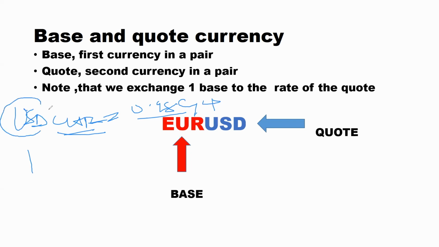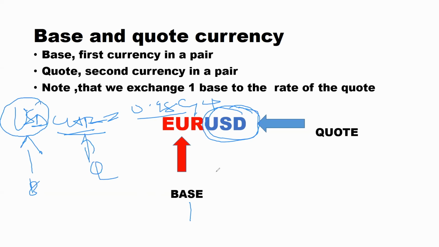Every pair, we have said that the first one is the base, then the second one is the quote. So in this case here, this one here is our base currency, and then this one here is our quote currency. Are we together? So for every one base, it's equivalent to the same quote, or the same exchange rate of the second currency.